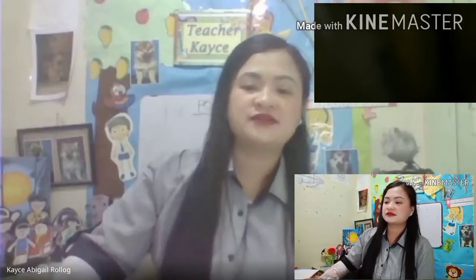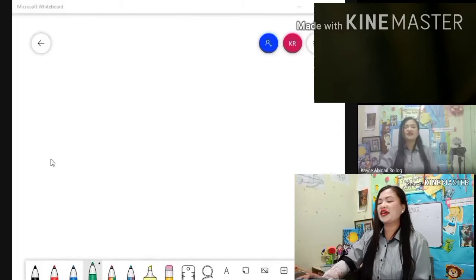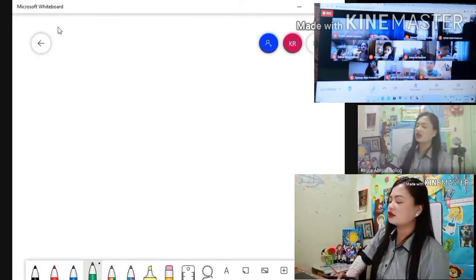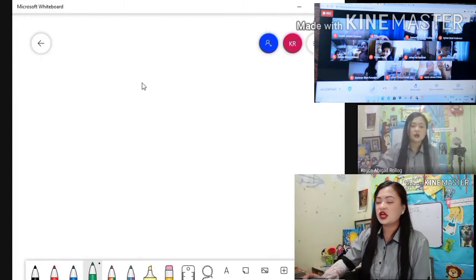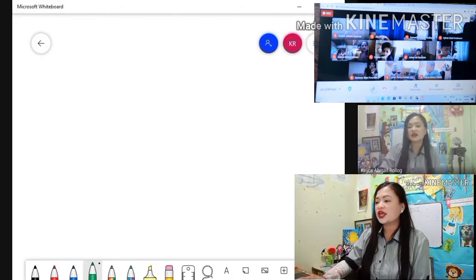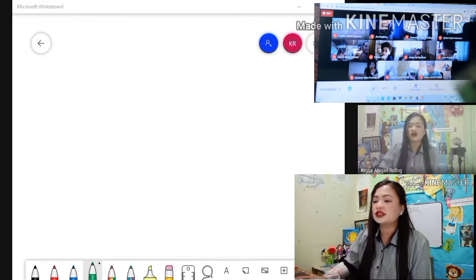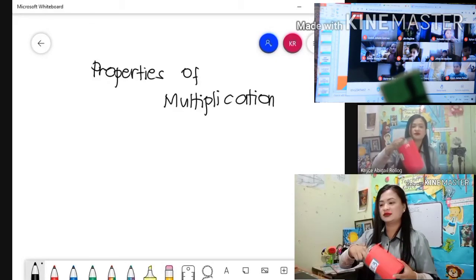Okay, so for your subject this morning we have math. Can you get your math book now, grade 3? Get your math book. We're going to recall the properties of multiplication. Let's start with the properties of multiplication. Who can remember the properties of multiplication?